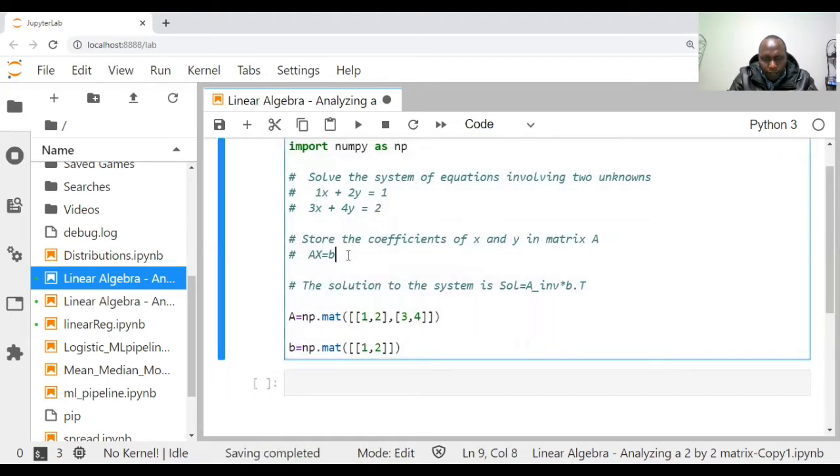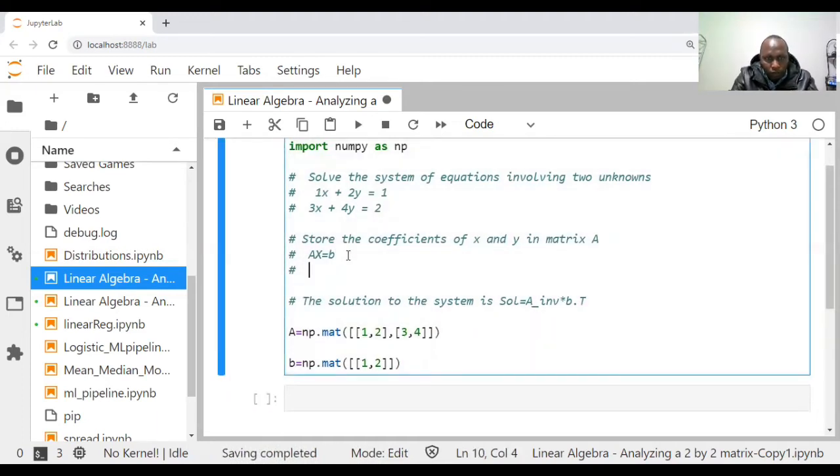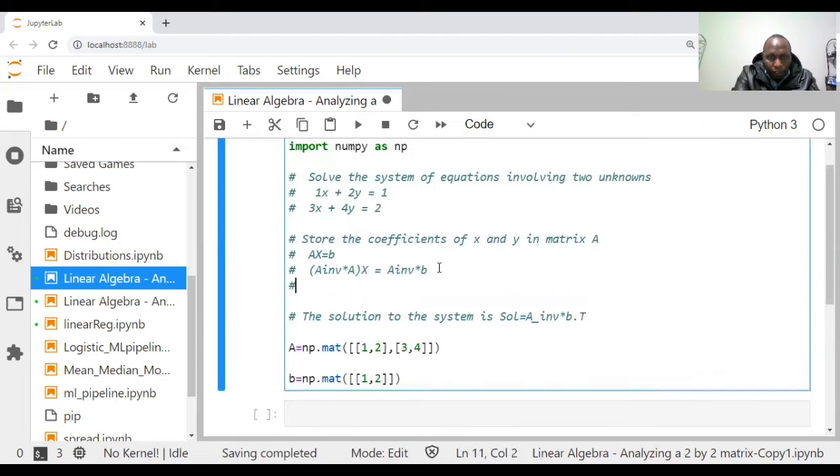If we multiply A by its inverse, so we multiply the left-hand side by the inverse and multiply the right-hand side by the inverse, you will notice that the product of A and A inverse is the identity matrix. And when you do that, this gives us the identity matrix times x is equal to A inverse times B.